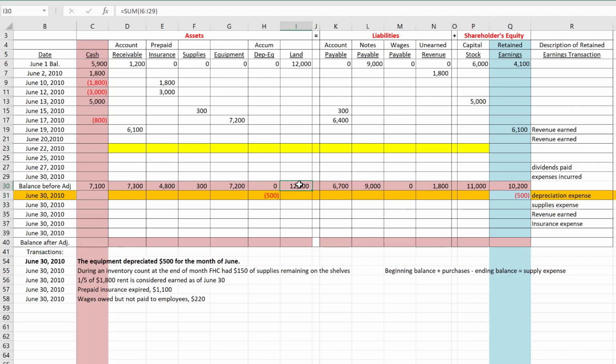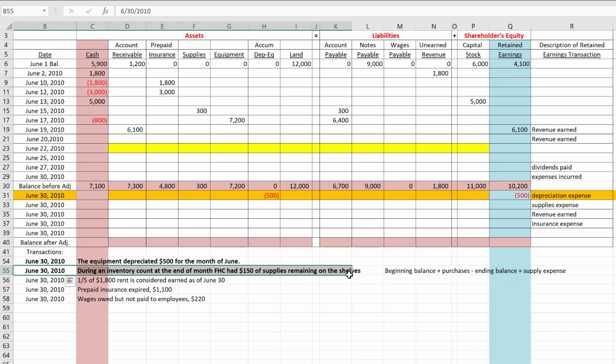One thing that I will point out is that land is $12,000. Land is not depreciated. So that's why we don't have a depreciation or an accumulated depreciation for our land. In the next transaction, we're looking at our supplies. During an inventory count at the end of the month, Family Healthcare had $150 of supplies remaining on the shelves.